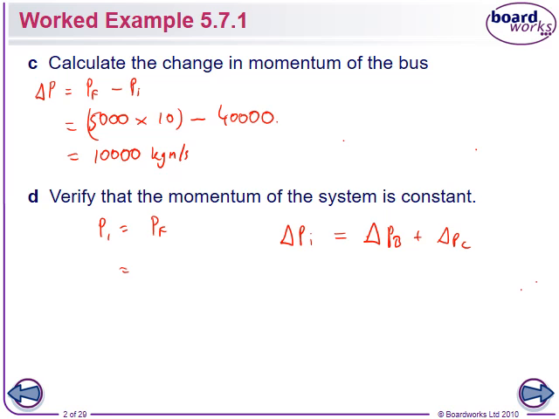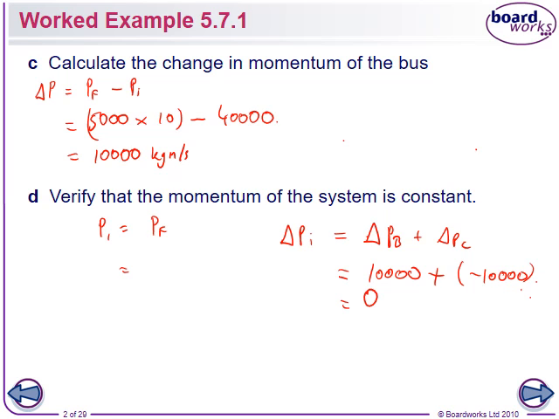The change of momentum of our bus, we've got right there, 10,000. Change in momentum of the car was what? Negative 10,000. 10,000 plus negative 10,000 is what? 0. We have no overall change of momentum. Okay? This is verifying that the momentum of the system is constant.